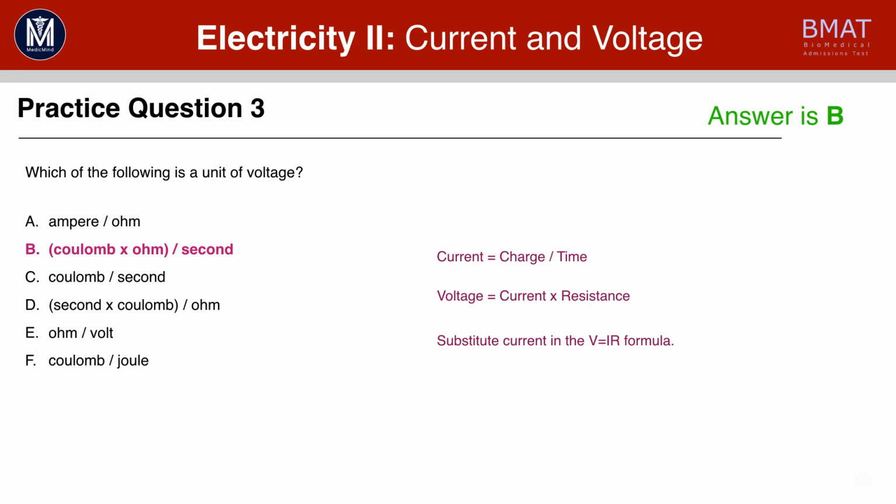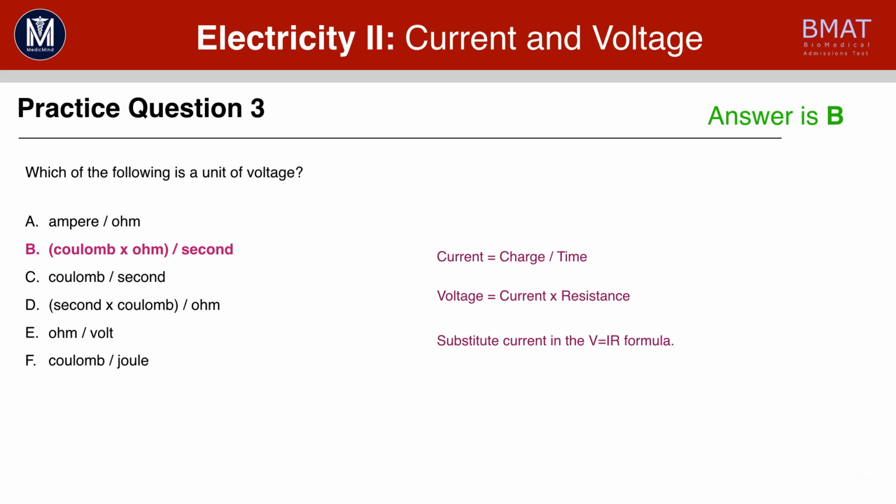We know that voltage is current times resistance, and we also know that current equals charge over time. So therefore, we could substitute current into the V equals IR equation to give us voltage equals charge over time times resistance. Therefore, voltage equals charge times resistance over time. Charge is measured in coulombs, resistance is measured in ohms, and time in seconds. Therefore, voltage equals coulomb times ohm over second, which is correct.